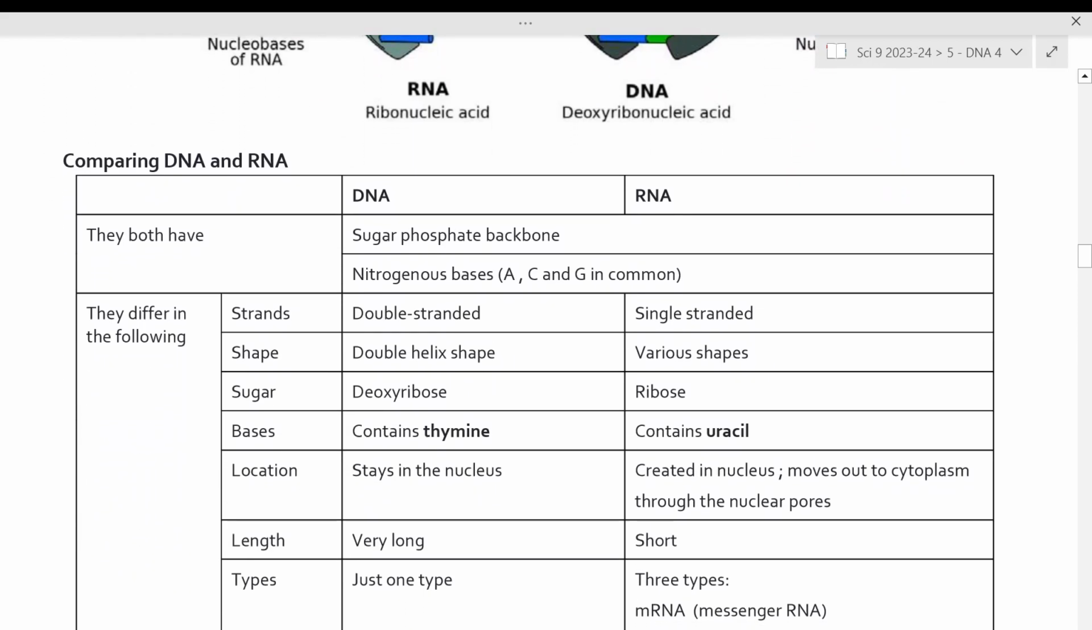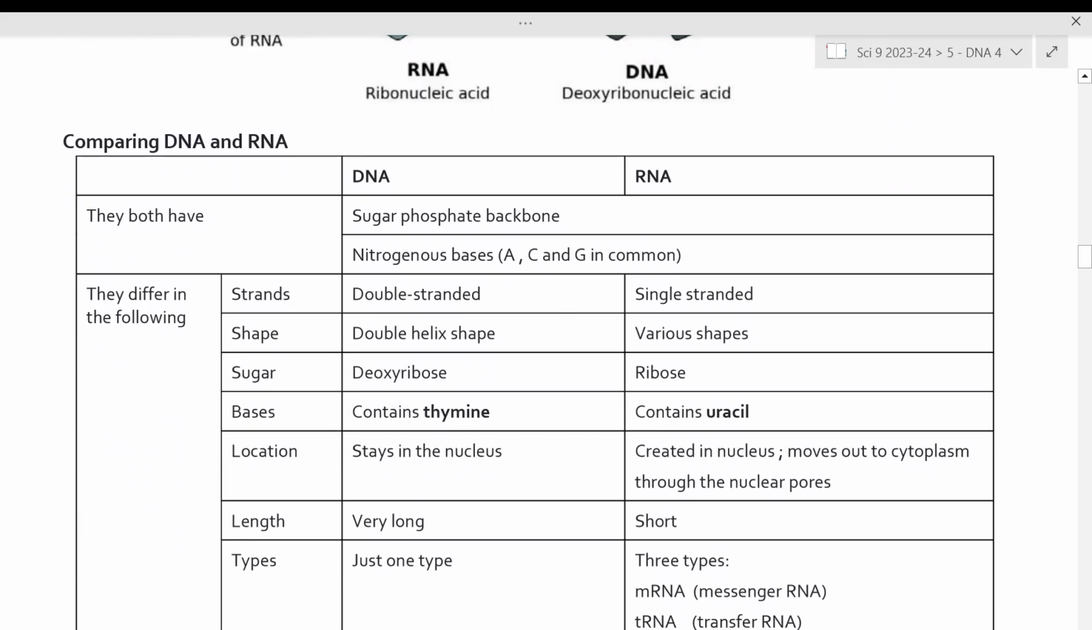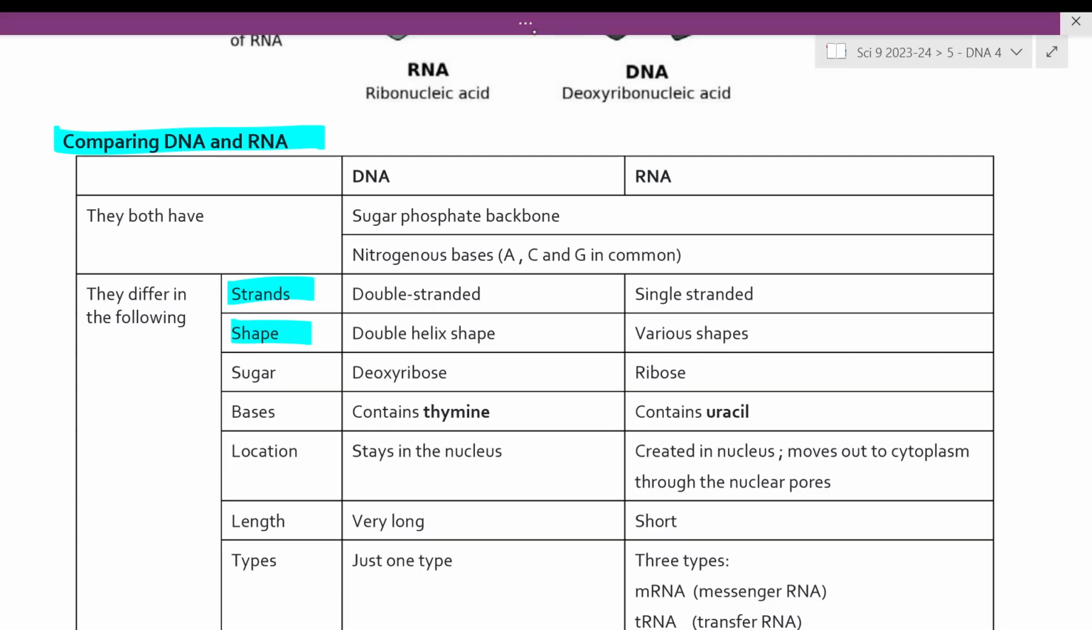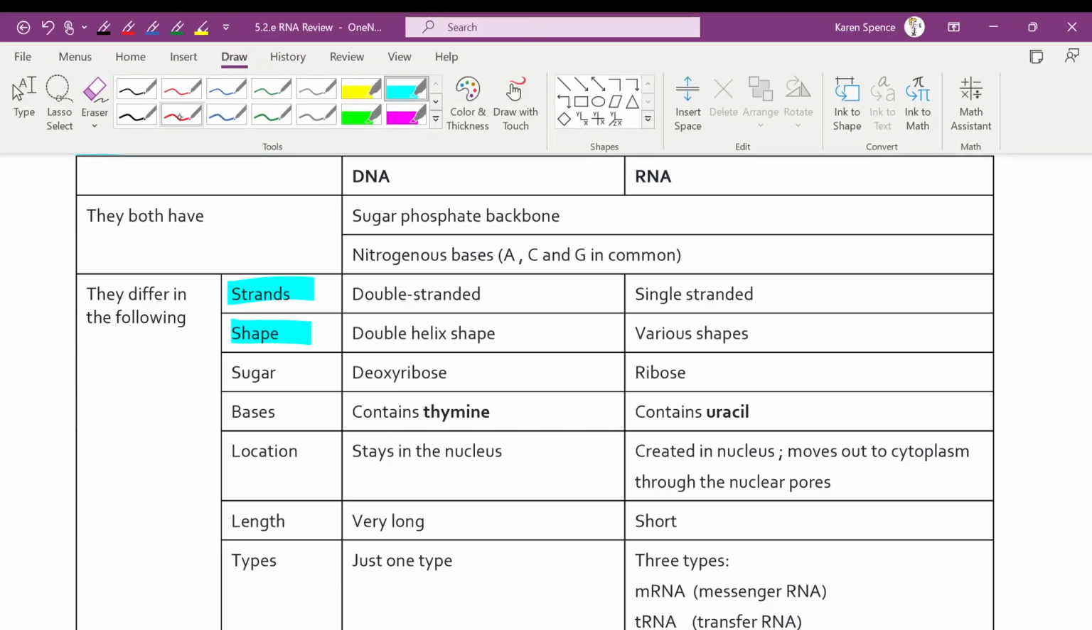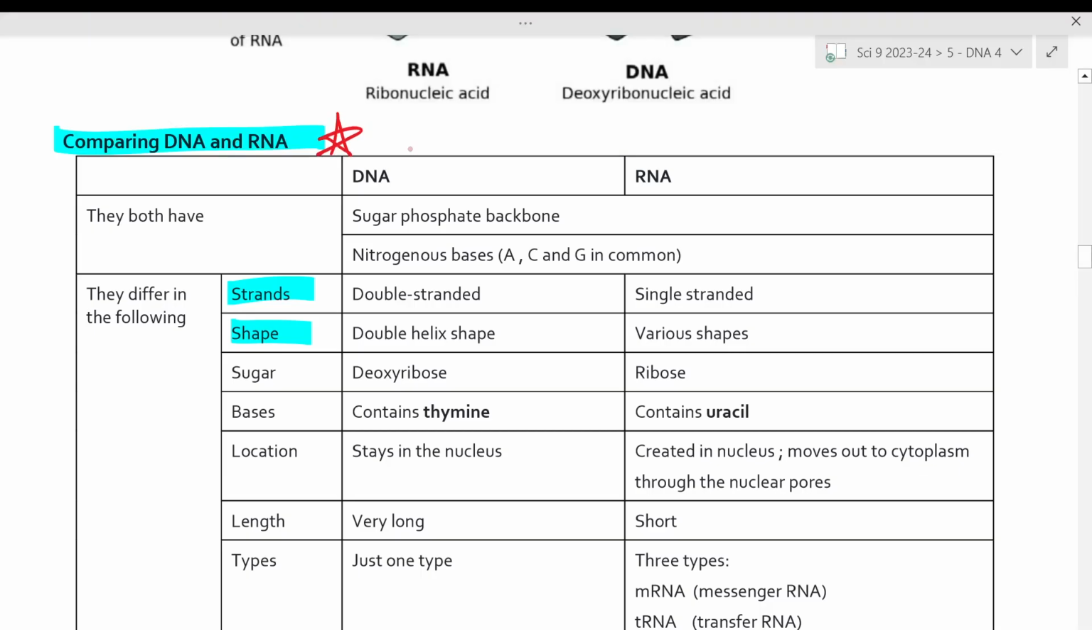This is just a summary chart. What's different? Strands. Ooh, we haven't talked about shape yet. That's a new one, yes? I'm going to put a star here because this is the most comprehensive of the charts. You need to know the differences and similarities.